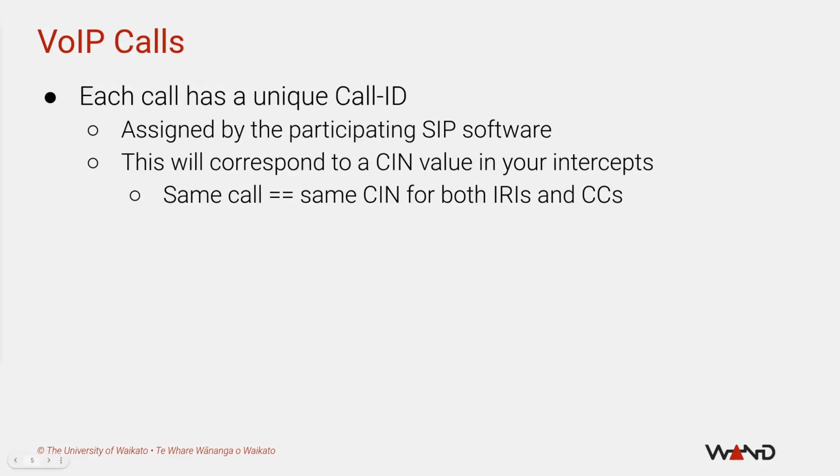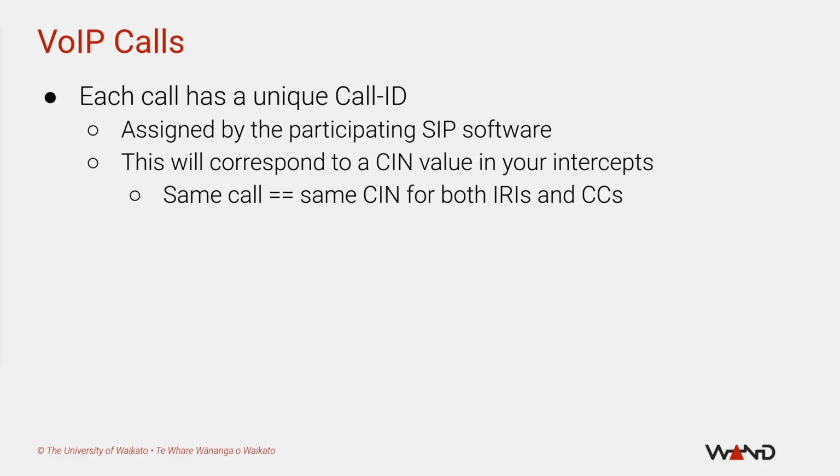Another important aspect of interception is being able to demarcate separate calls during the interception process. Fortunately, your SIP software should assign each VoIP call a unique call ID that will be present in each SIP message resulting from that call.